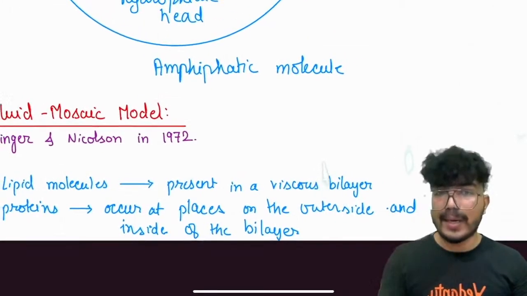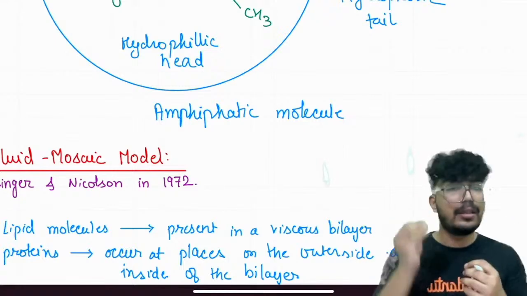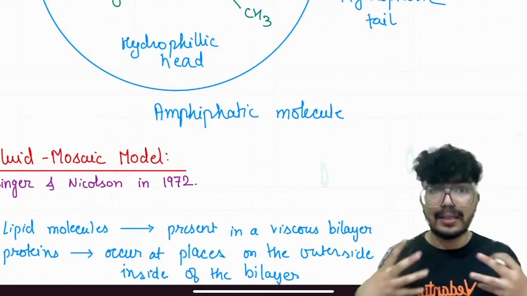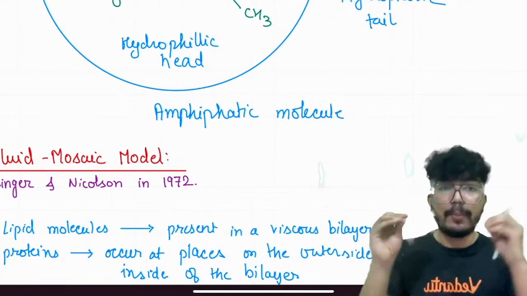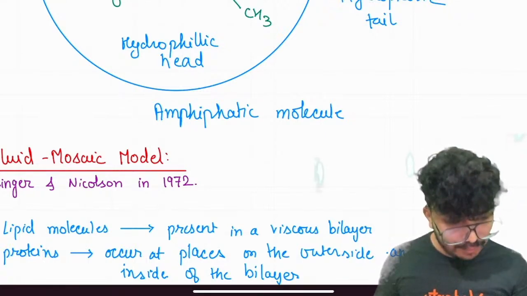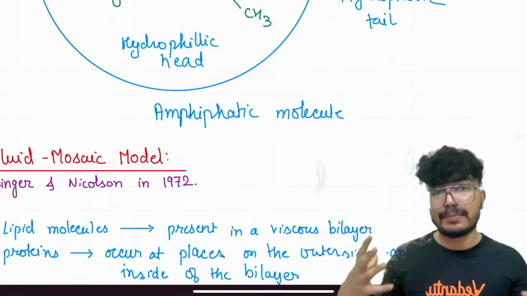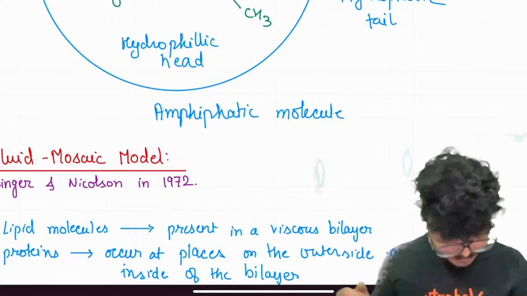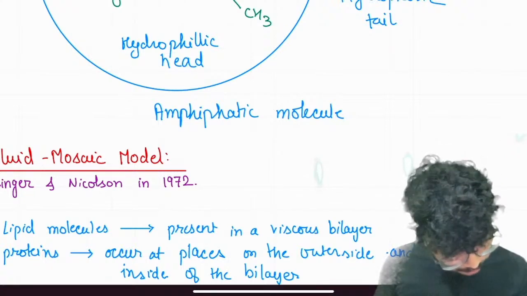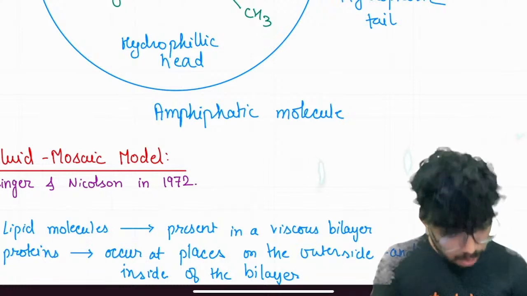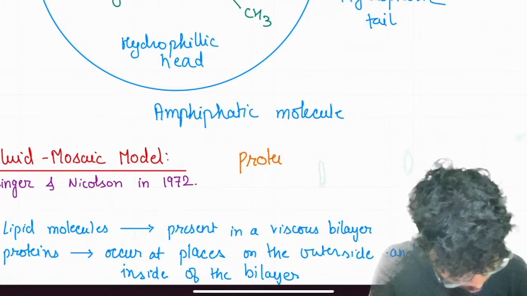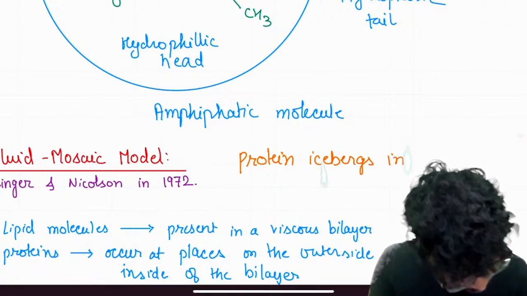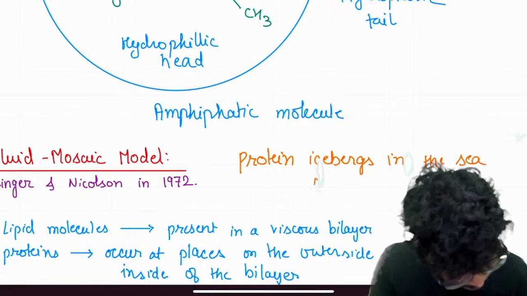So now how will it look? It will look like the way icebergs are there in the ocean, right? Icebergs in the sea. So if I have to call the fluid mosaic model in a very simple manner, I can say protein icebergs in the sea of lipids, right? If I have to define the fluid mosaic model in a single statement, let me take a good color. I think orange will work. So, protein icebergs in the sea of lipids.